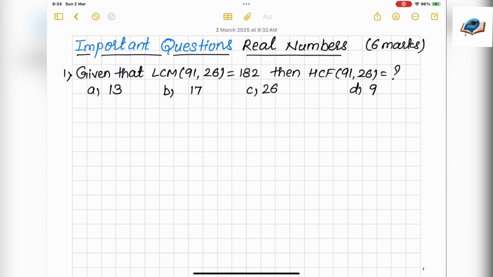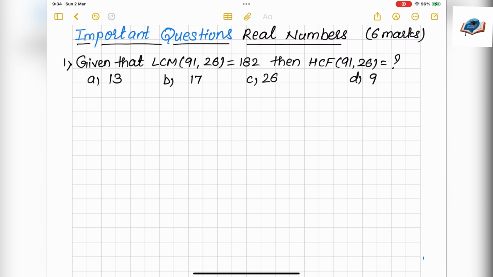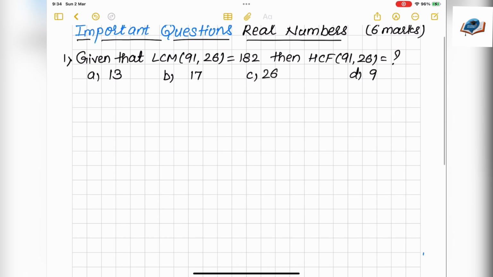Now, let us do some of the important questions of real numbers that are already asked in the paper. Given that LCM of 91 and 26 equals 182, then HCF equals question mark. So, it's very easy to find it out. See, we know that the formula to solve it was HCF into LCM of two numbers equals the product of two numbers.